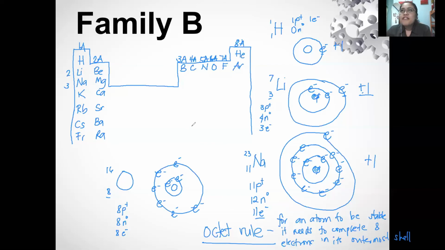And then, what's the advantage of memorizing the arrangement of the elements in the periodic table? You will know anong period sila na belong. You will know anong group sila na belong. Pag alam nyo yan, mas madali sa inyo ma-identify ang charges nila.